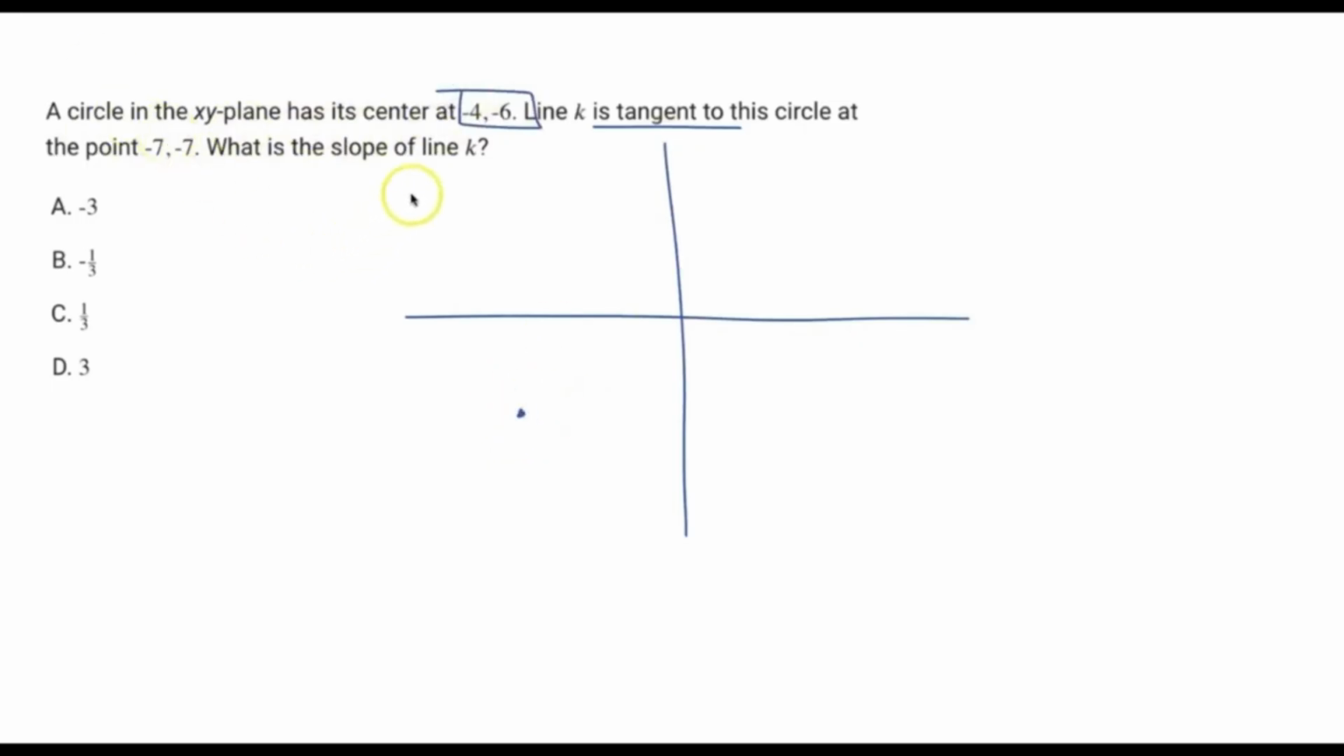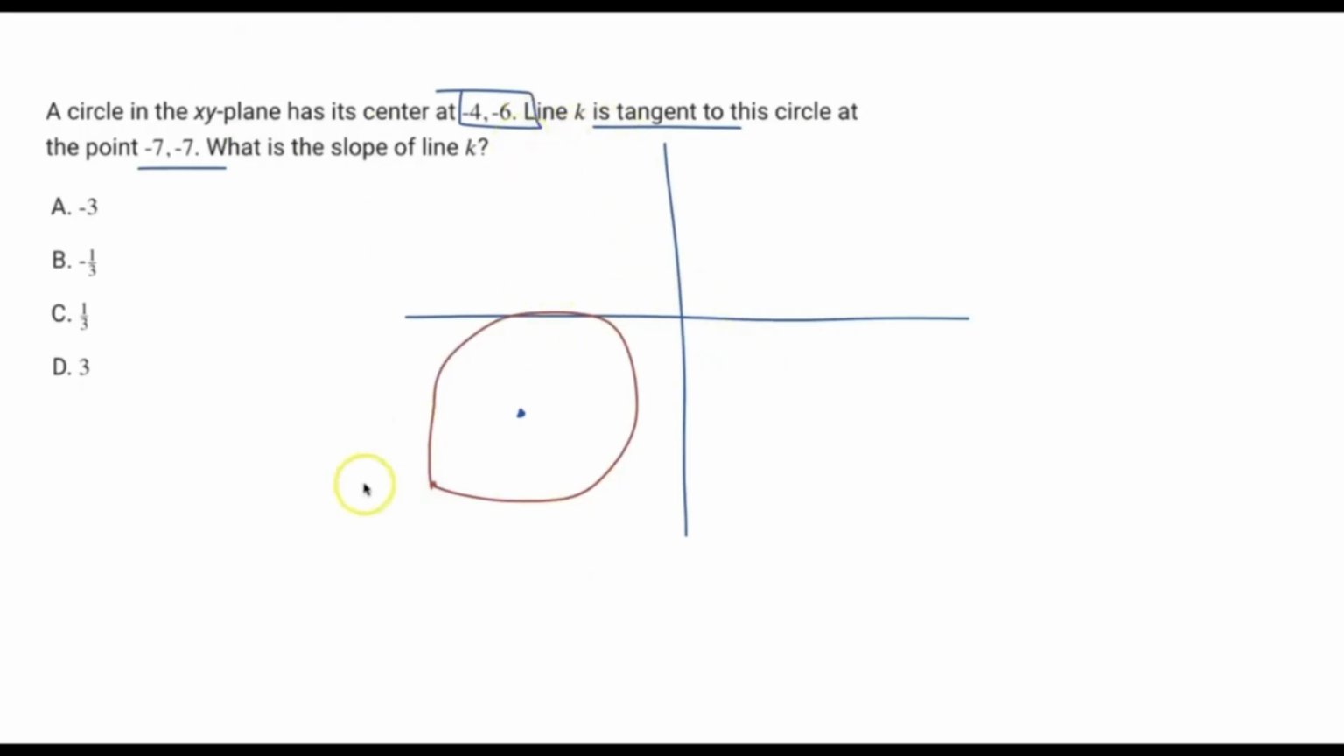And we don't actually know the radius of the circle. We probably could calculate it using these points and finding the distance, but that's not really relevant for our problem, and you'll see why. So line K is tangent to the circle at the point negative 7, negative 7. And so negative 7 is out here somewhere. And the radius is going to be somewhere like this. That's a really lopsided, ugly looking circle and probably not drawn to scale, but this is just a visual representation.